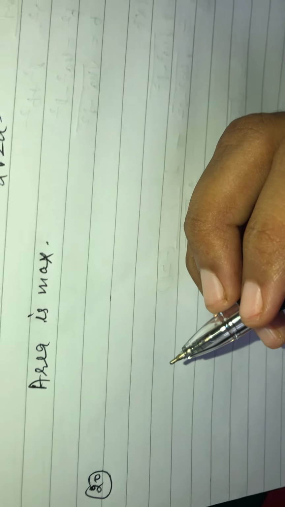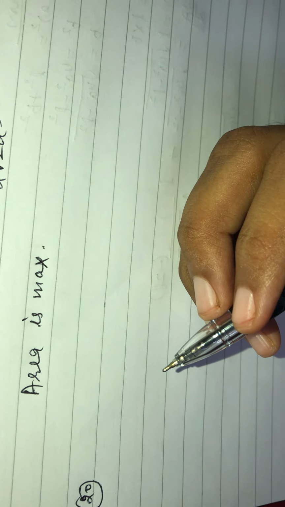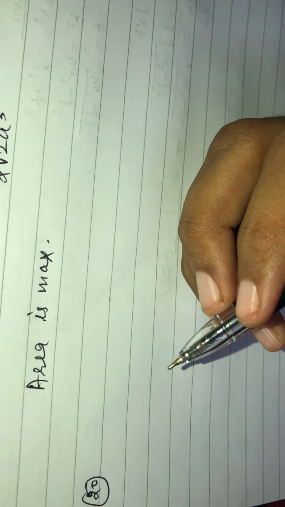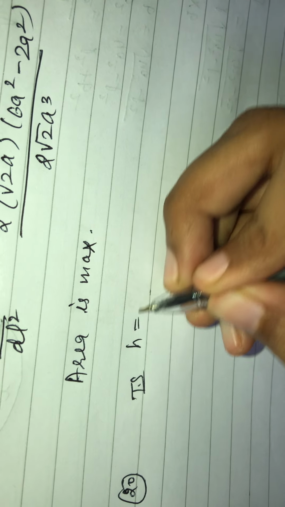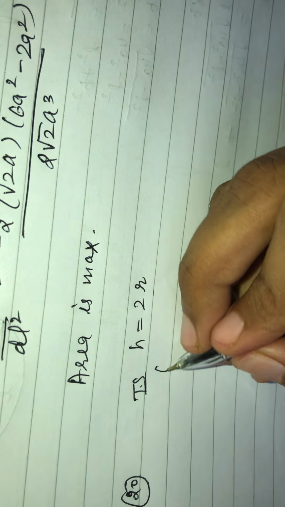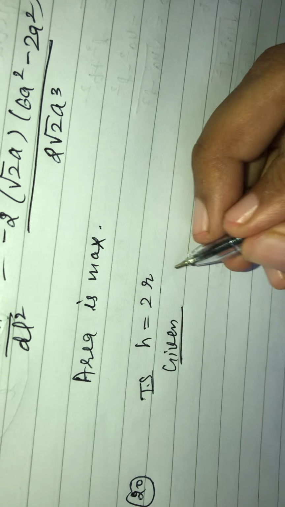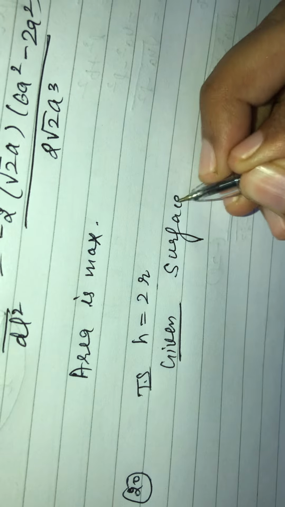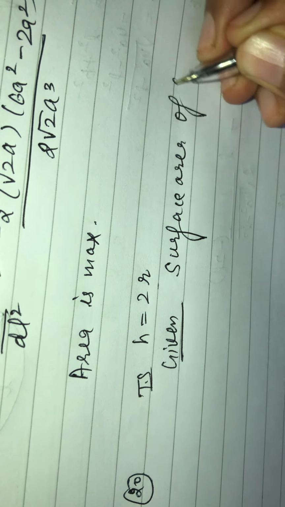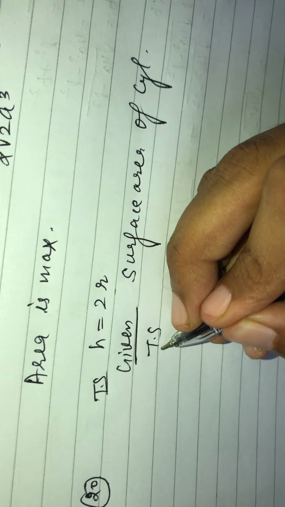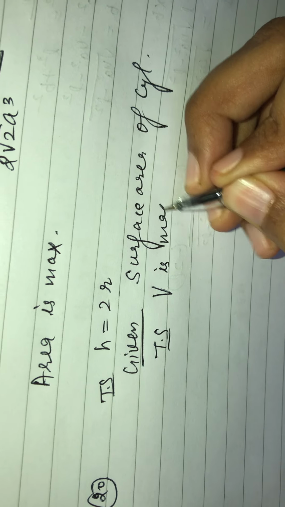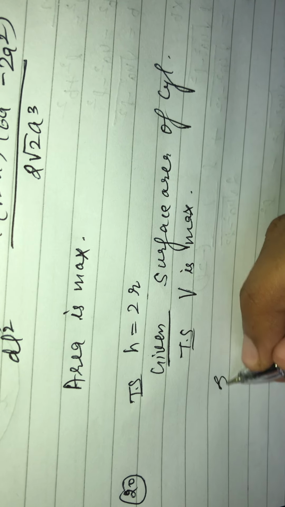In question number 20, what they are saying: show that the right circular cylinder of given surface area and maximum volume is such that its height is equal to the diameter of the base. That means we need to show that height is equivalent to twice of r. Given is the surface area of the cylinder, and to show is that volume is maximum.